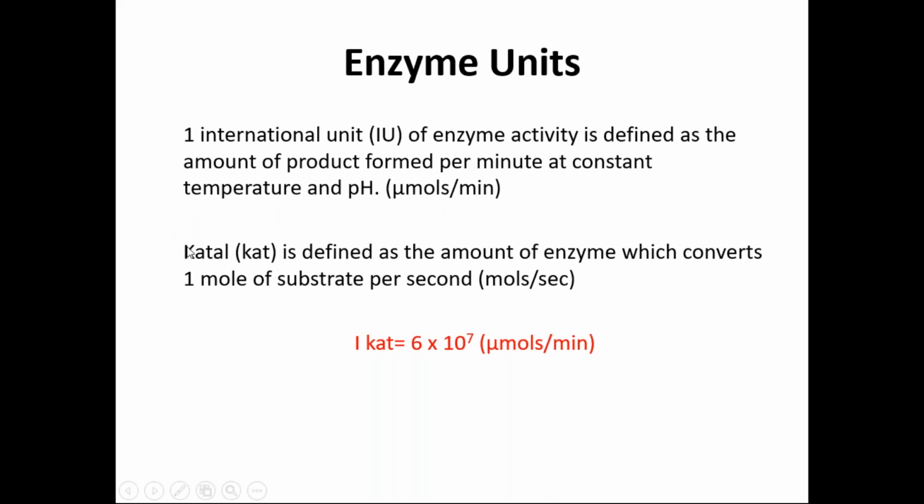The international unit actually is the katal, which is represented by KAT. It is defined as the amount of enzyme which converts 1 mole of substrate per second. So here it is in terms of moles per second. And 1 katal is equal to 6 into 10 to the power of 7 micromoles per minute. But in any enzyme activity, the temperature and the pH must be defined. Without defining the temperature and the pH for this activity, the enzyme unit is meaningless.